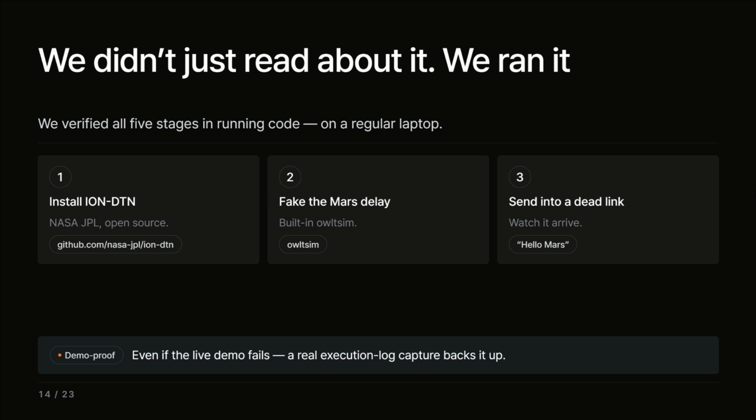So our goal was straightforward. Could we reproduce the core DTN behavior on an ordinary laptop like we have on the desk? To answer that question, we used ION's built-in delay simulator, called owltsim, to create the Mars-style communication delay. Then we transmitted the bundle across the disrupted link and observed how the system behaved. Most importantly, we recorded the execution logs, so the experiment remains reproducible even without the live demonstration. So let's first look at the setup.